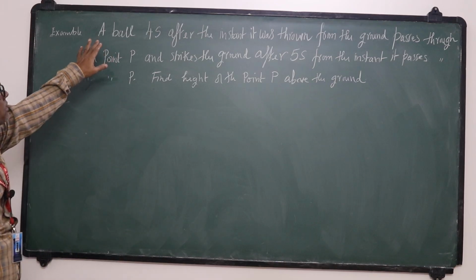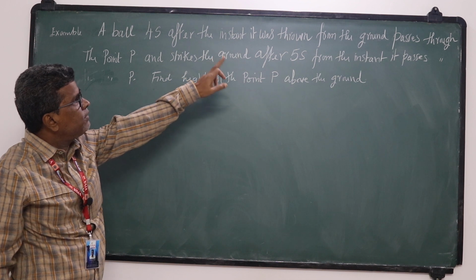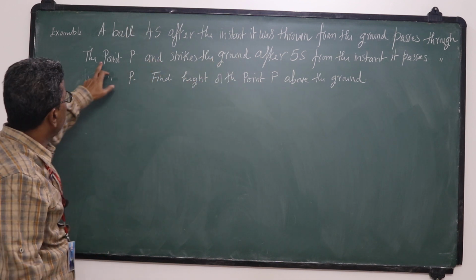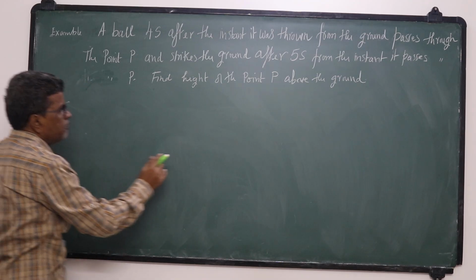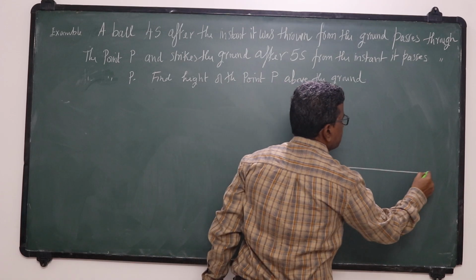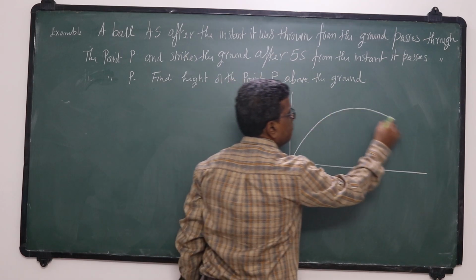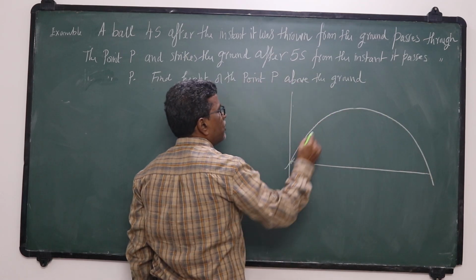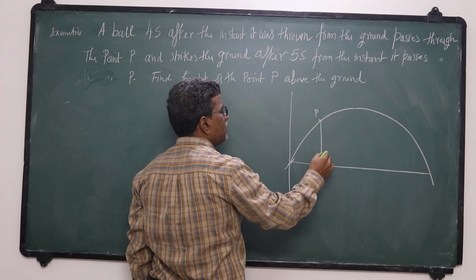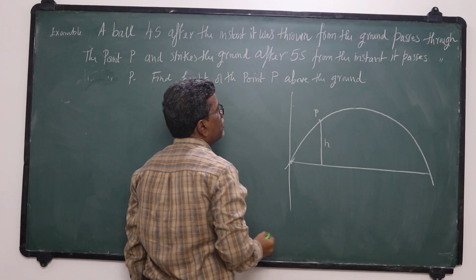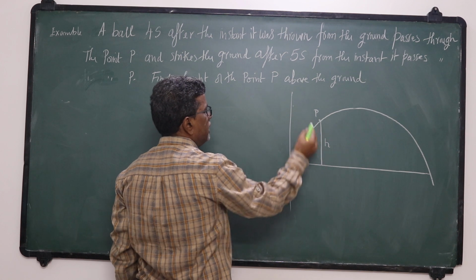A ball, 4 seconds after the instant it was thrown from the ground, passes through the point P. So in this problem, I consider a projectile. You project it with initial velocity u. It crosses a point P. That point P is at a height h above the ground. So we want this height.